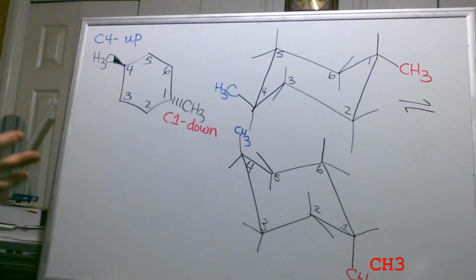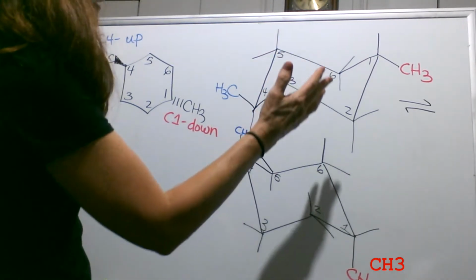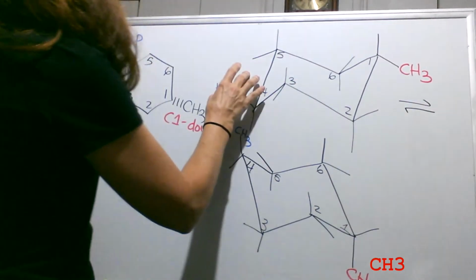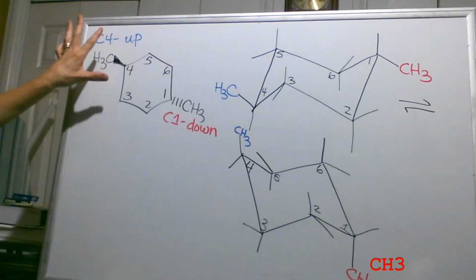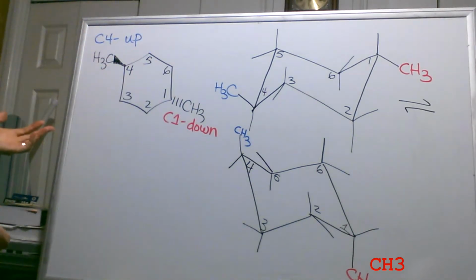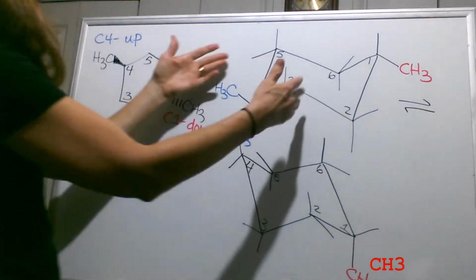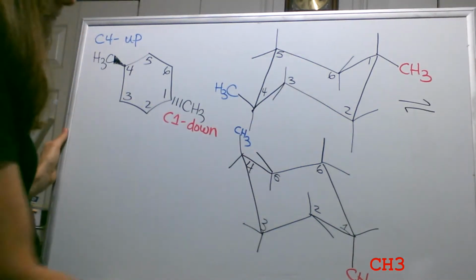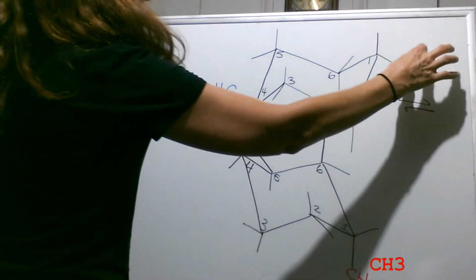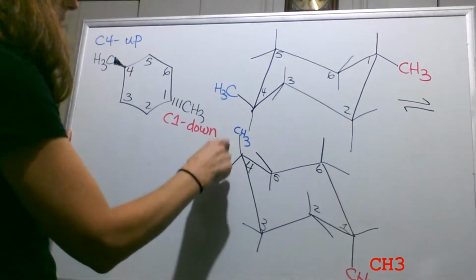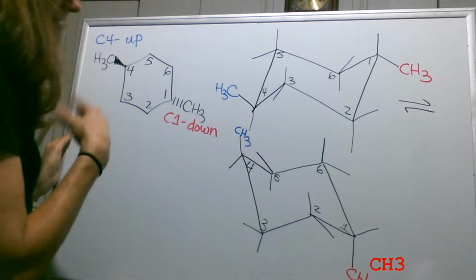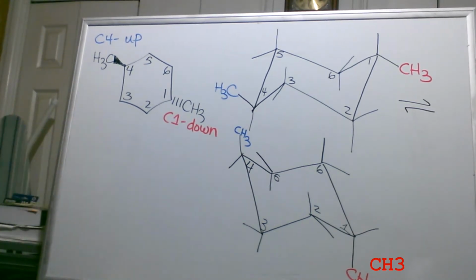We'll do one more check. When we go to the first chair conformer, both methyls were pointing up or down as they needed to be, but it turned out that they were both on equatorial positions. When we do the ring flip and go to the other conformer, notice that this equatorial turned to an axial and this equatorial turned to an axial. So that secondary check that we've been doing works out.